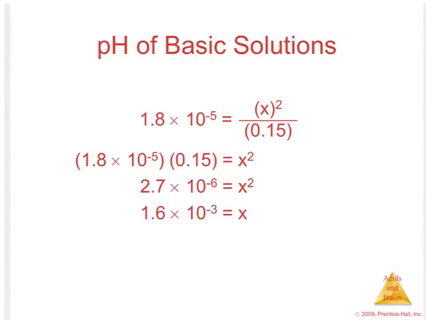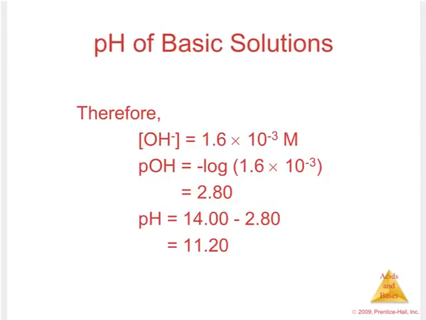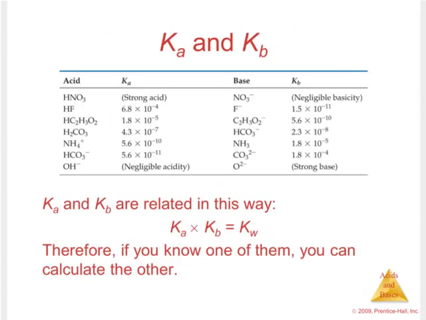And so in solving for x, we get a value of 1.6 times 10 to the negative third. Because this is a basic solution, that's giving us the hydroxide ion concentration. So we'll take the negative log of that value, which gives us the pOH, and then 14 minus the pOH will give us the pH of 11.2, which does reflect that the solution is basic. Always remember to check yourself, see if those answers make sense. This table shows you the Ka values of some acids and the Kb values of their conjugate bases.